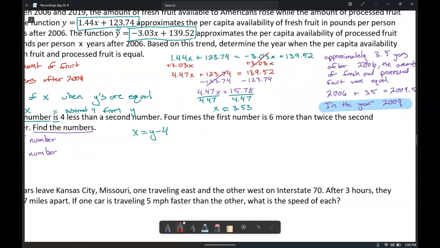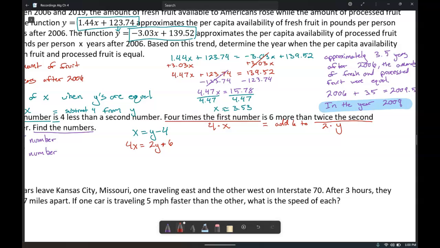Then for our second sentence, we have 4 times the first number, so that is 4 times X, equals 6 more than, that's add 6 to twice the second number, 2 times Y. So we can simplify this equation as 4x equals 2y plus 6.